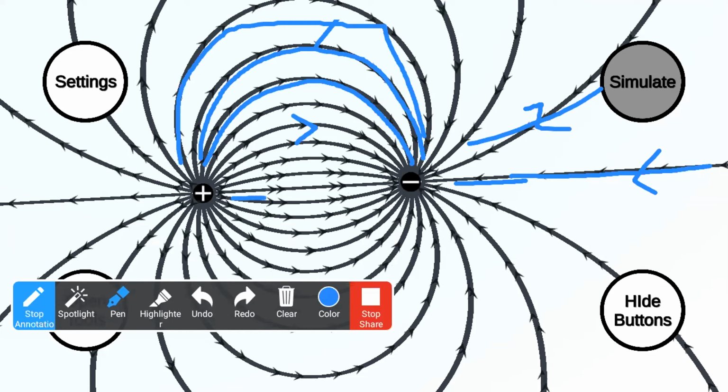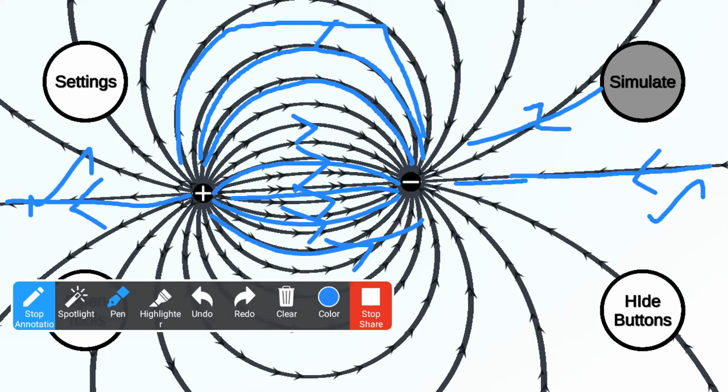In the near vicinity, it will be going like this. It will be going like this. But as the distance increases, this line simply goes to infinity, and this line comes from infinity. That is how you have to imagine it. This is the configuration of two charges having opposite value and separated by some distance.